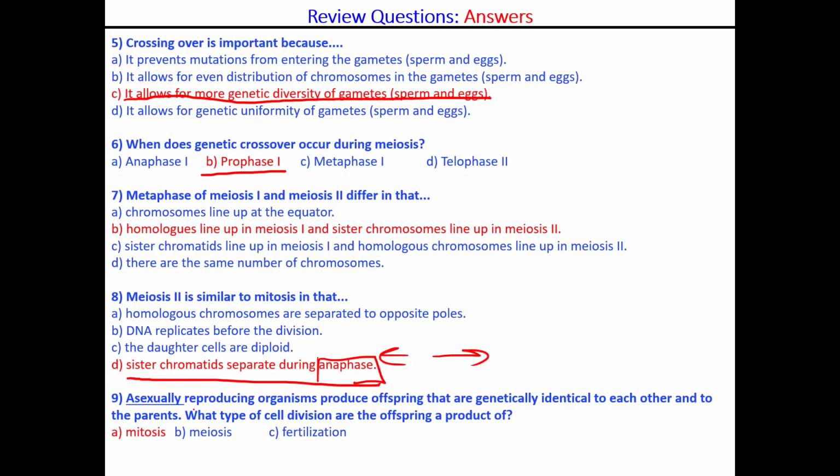Asexual reproduction, or reproducing organisms, produce offspring that are genetically identical to each other and to the parents. What type of cell division are the offspring a product of? In this case, it is going to be mitosis. In mitosis, you're going to have exactly the same organisms versus in meiosis, you have different ones. There are some organisms that do reproduce asexually, and they have some reasons as to why they go through this and have genetically identical offspring, or in this case, clones. But we won't really get into that too much.